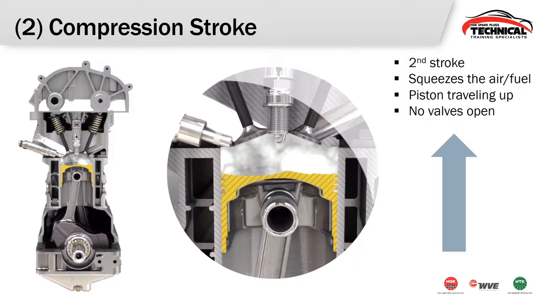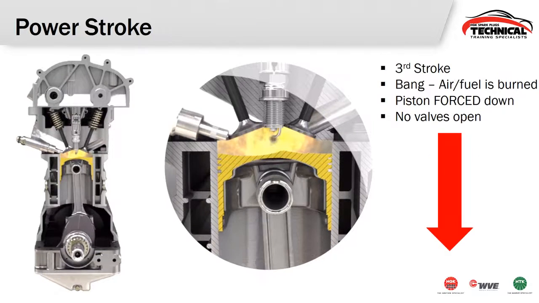Now right before the top of the travel of the piston, we're going to light off that spark plug. That spark plug is going to light and it's going to start our power stroke. Now this is the third stroke of the engine. This is that bang, this is that explosion, this is that controlled burn. This is where the air and fuel is being burned off inside of our engine. Now our piston is not just simply following along at this point, it's actually being forced downwards. And this is where our power comes from, hence power stroke. And at this point there are also no valves open on this stroke.